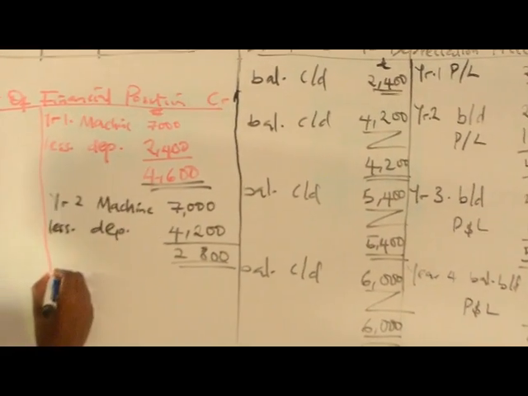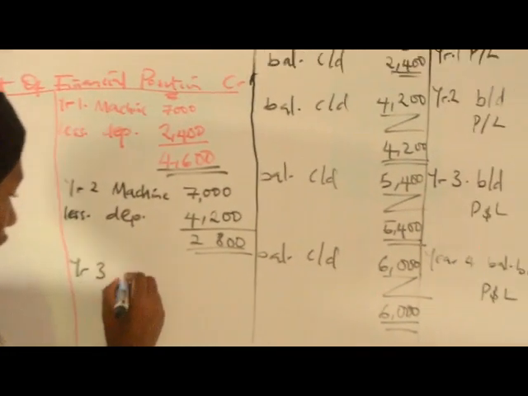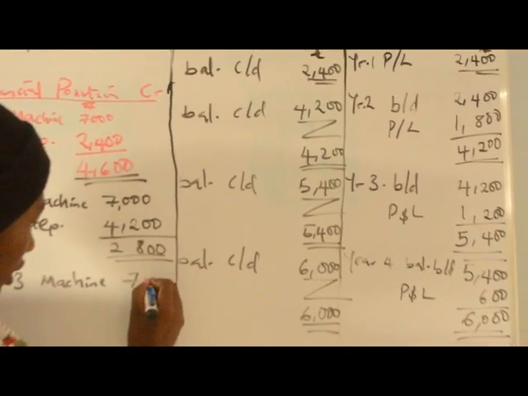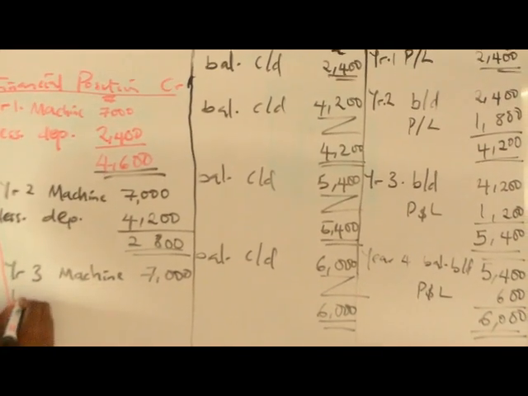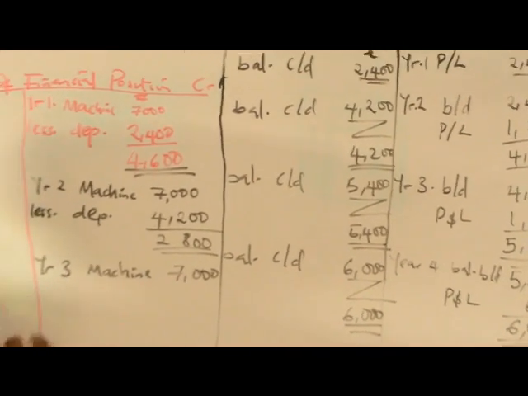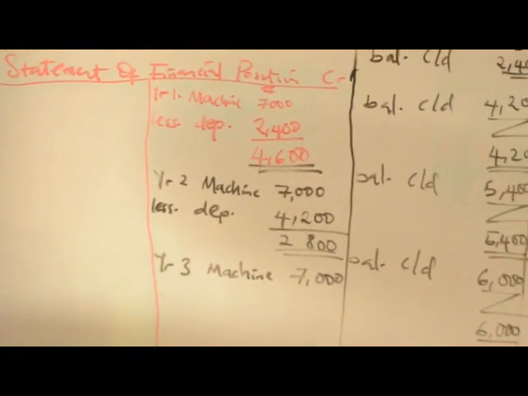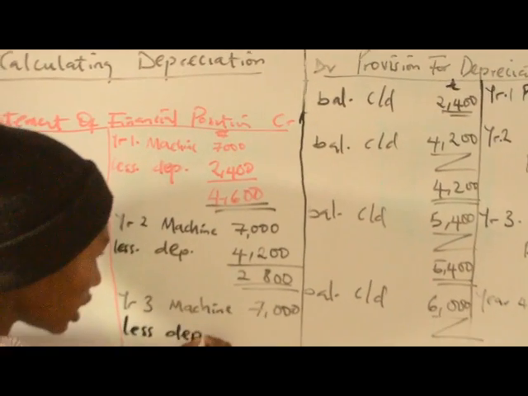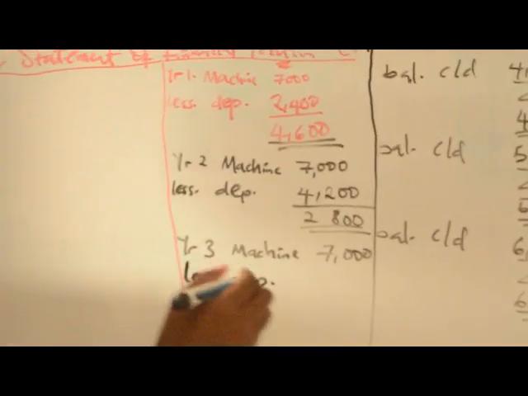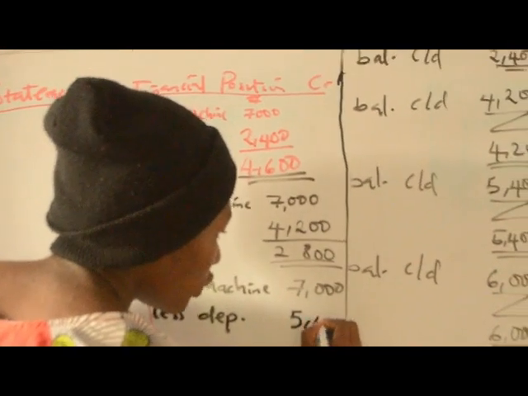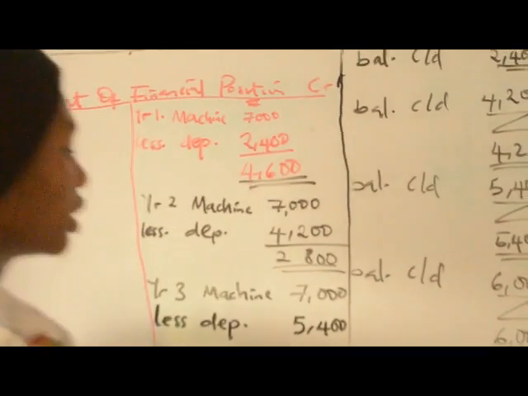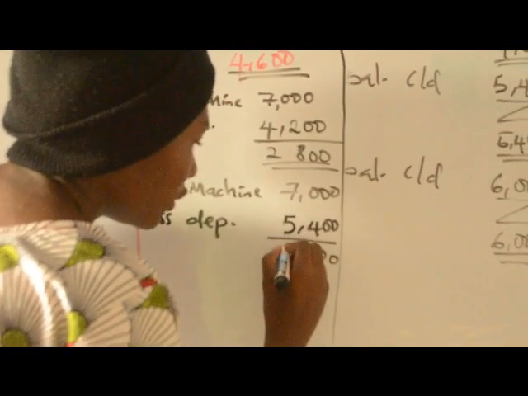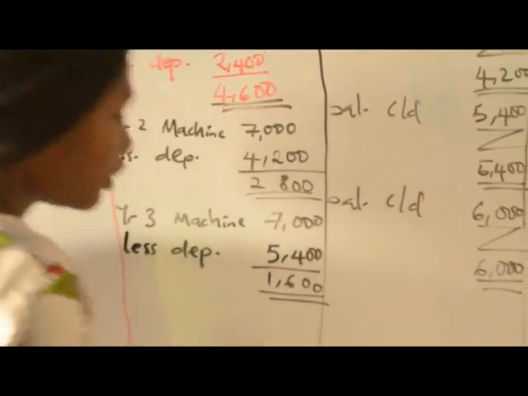Now for our third year, our machine value still remains constant, 7,000 naira. And we are also reducing accumulated depreciation for the third year, which is 5,400 naira. If you reduce that, we are left with 1,600. That's for the third year.